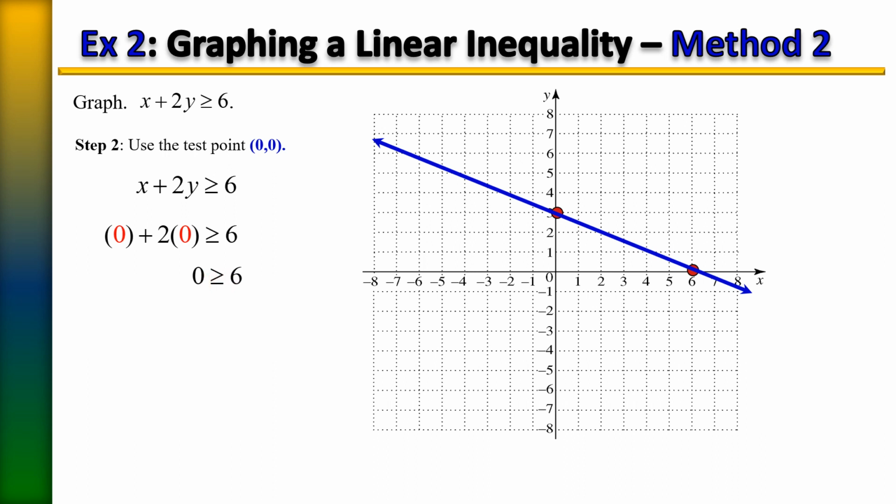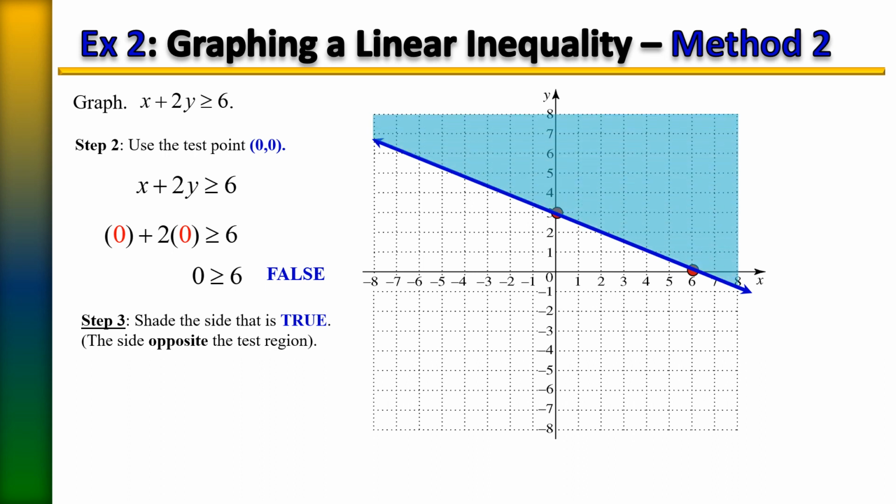Since both are false, that means this is a false statement, which means that my test point area, everything along with that test point, is false. Never ever shade the false side. Always shade the true side. So by default, the opposite side is your true side, and that is the side that you would shade.